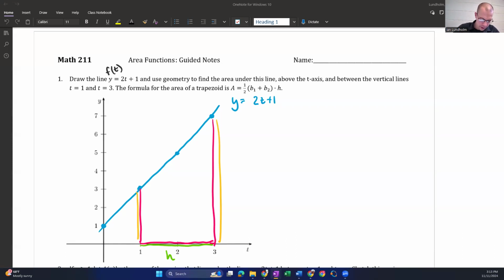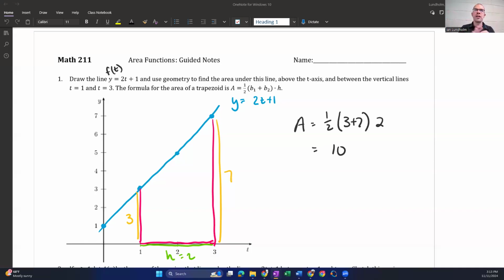So the length of the one here at 1, that's of length 3. The height here, that's 2. And then the other base here goes from 0 all the way up to 7, so that's of length 7. So if we do the area equals 1/2 times 3 plus 7 times 2, we get 10 out of this. So the area of that trapezoid should be 10.